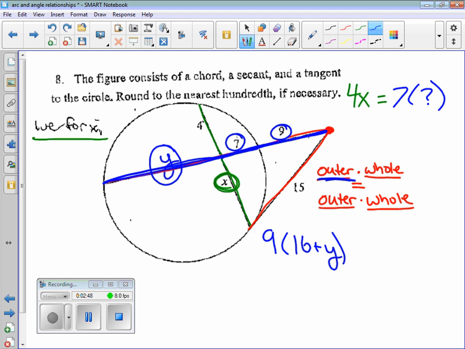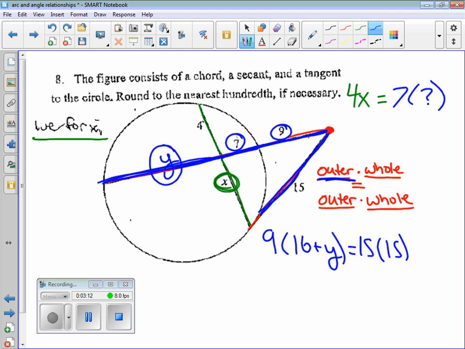This is how we're going to solve for y. For the tangent, the outer length is obviously 15. But with a tangent, there is no whole length other than what we have, which is just the outer length. So the whole length is 15 as well. Now it's all about doing the algebra to solve this.